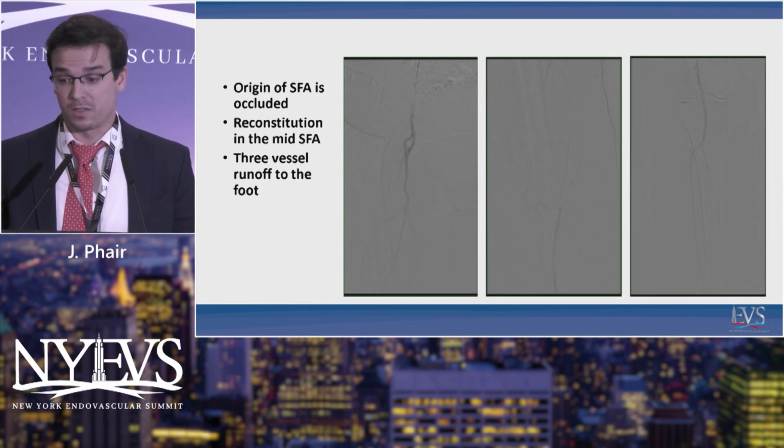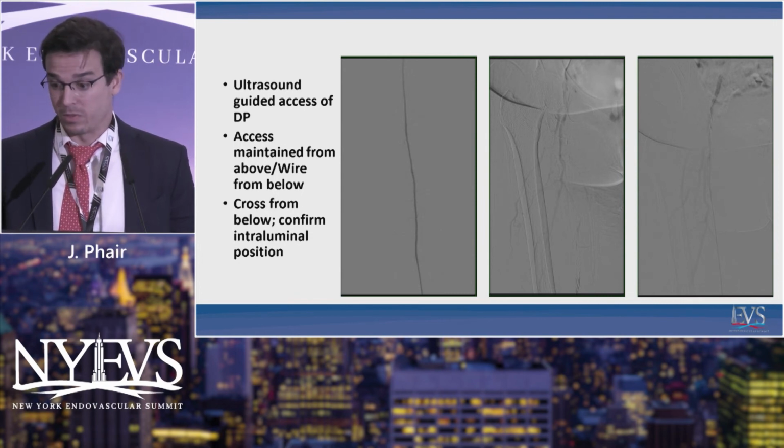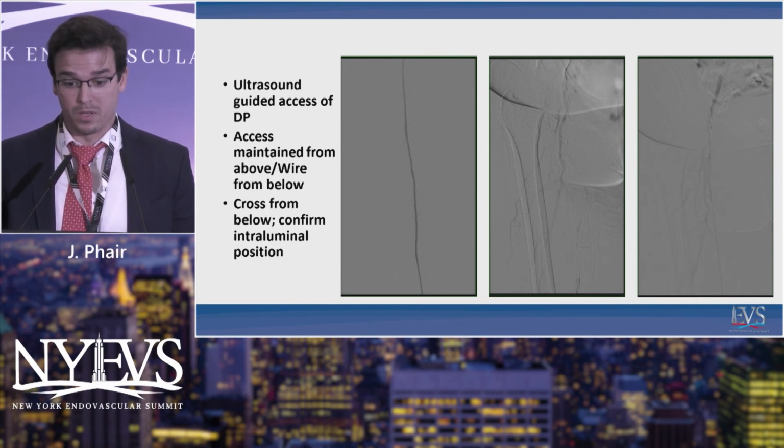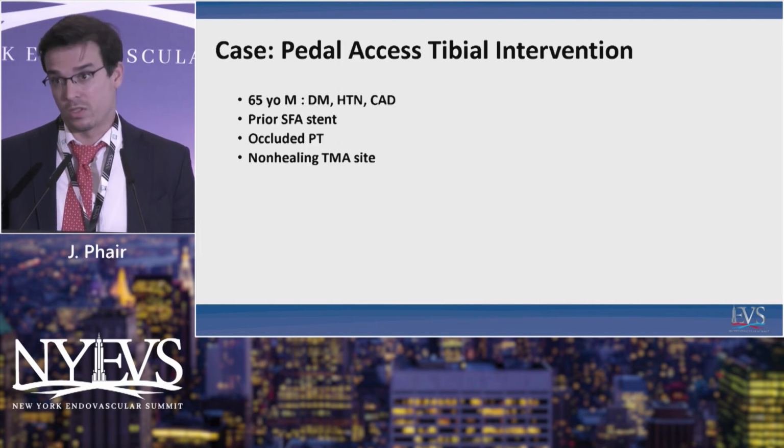So this is a good time to use pedal access because you have good 3-vessel runoff with a tissue loss patient. We did ultrasound-guided access to the DP. We maintained the wire from above and below. And like I said, we were able to shoot real-time imaging. And we were able to cross from below and confirm intraluminal position. We did the Diamondback atherectomy and just angioplasty, reducing the plaque morphology and diameter, and plain balloon angioplasty gave us a good result without having to stent, which is the reason people do atherectomy, to reduce stents.